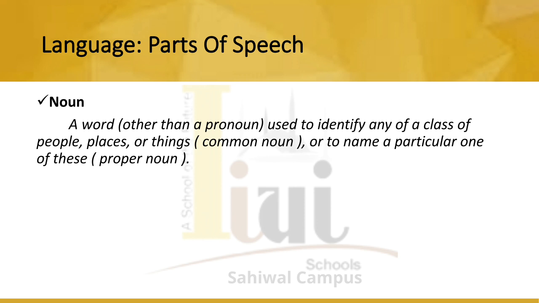So noun, a word other than a pronoun used to identify any of a class of people, place or thing, like common noun, or to name a particular one of these, proper noun, is known as noun. So a noun is basically the name of something, either common or proper. It describes persons, places, and things, and shows their name.